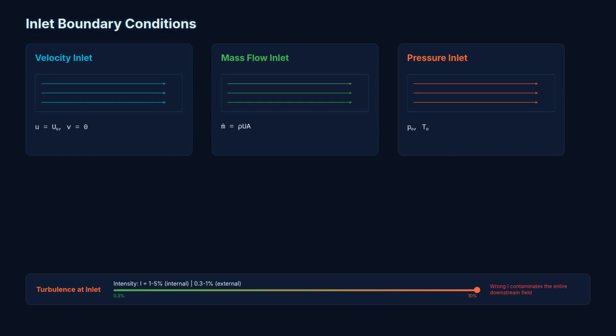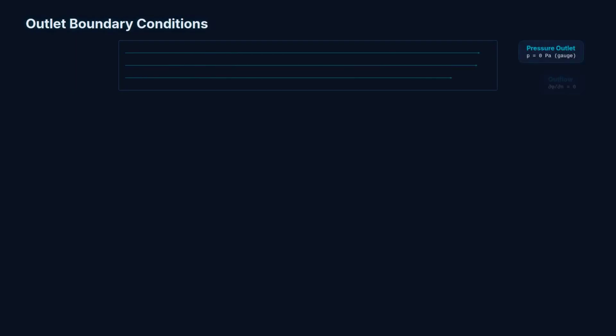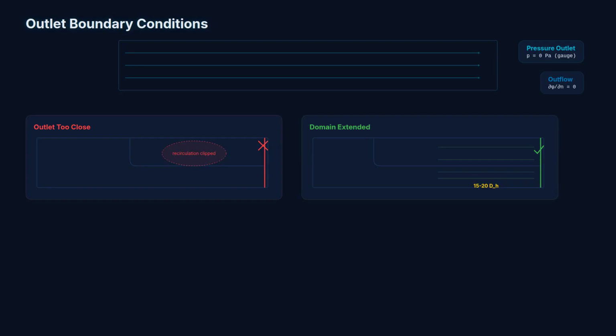transfer predictions everywhere downstream. The outlet is where most simulations go wrong. Pressure outlet, the most common. You fix static pressure at the exit, typically zero gauge. The solver calculates the velocity to satisfy continuity. Critical rule: the outlet must be far enough downstream that the flow is developed.